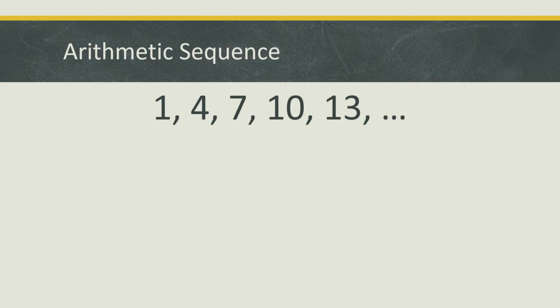For example, we have here an arithmetic sequence of 1, 4, 7, 10, and 13. The first thing you need to observe is the pattern, or what we call the common difference. The common difference here is positive 3. So we are adding 3 to each term to get the next term, right? We will use this common difference to derive the formula.